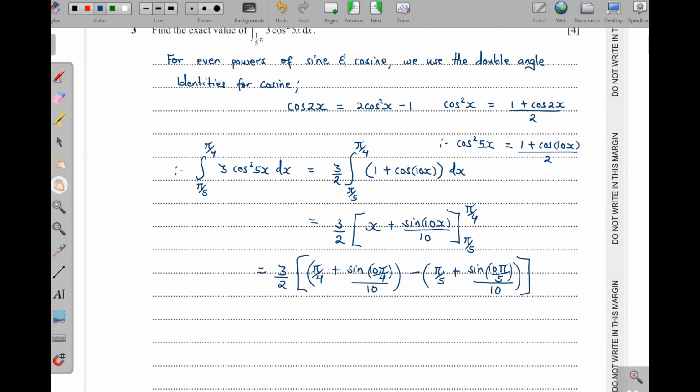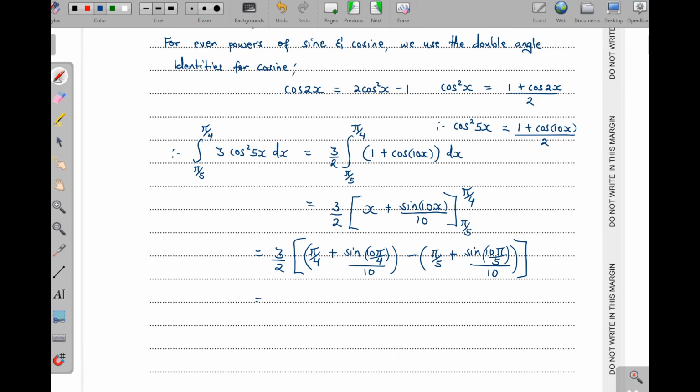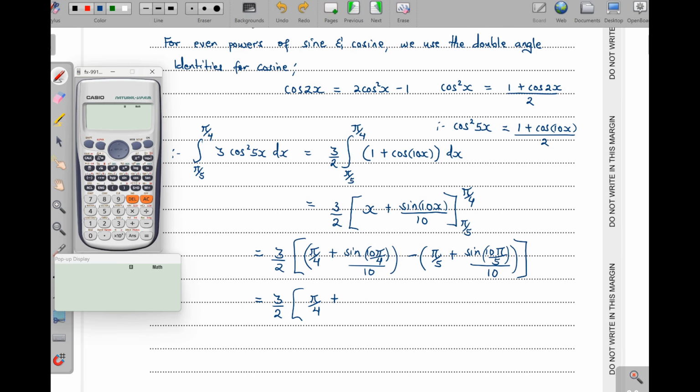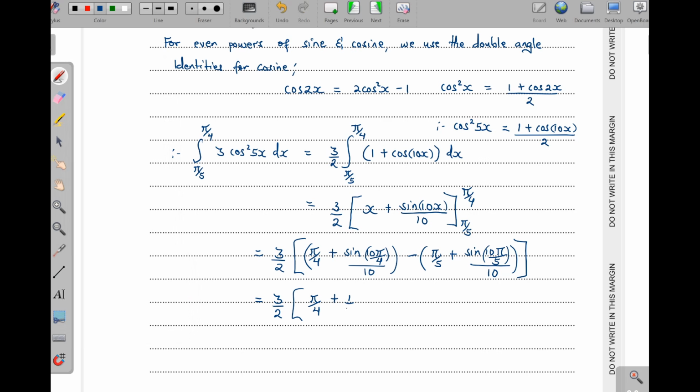Then the rest is just simplification. Okay, so what do we get here? I have pi over 4, then plus, what do we have here? Your calculator has to be in radians if you have to use pi over 4. So we have sine of 10 pi over 4, and that one gives us a 1. So we shall have 1 over 10. Then minus, of course, this one will be a negative, and also this one a negative. Now this one will be 2 pi, not so? And sine of 2 pi is 0. So plus 0 here.